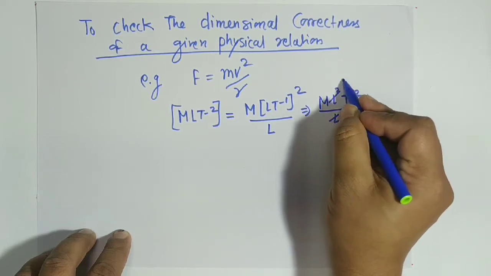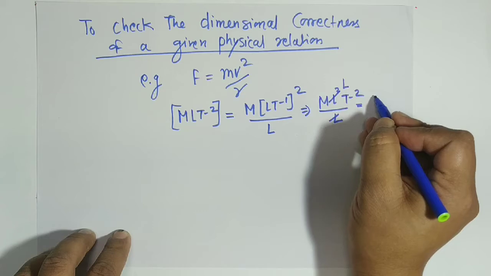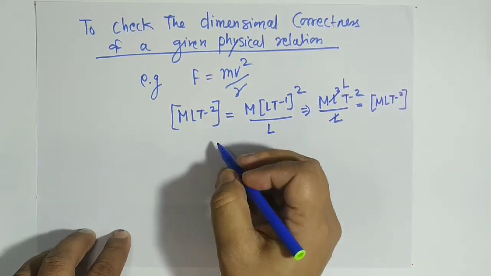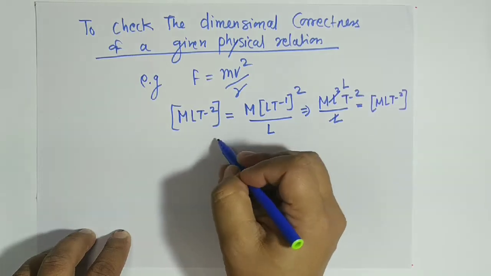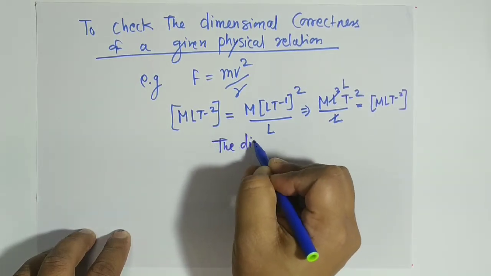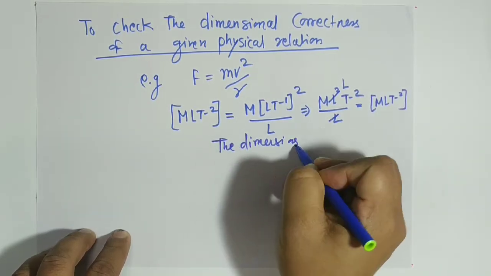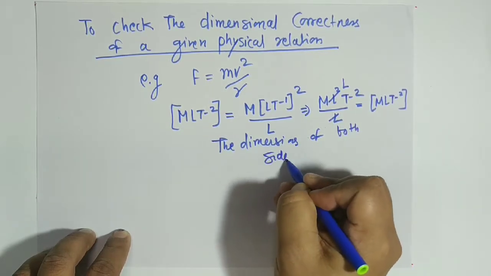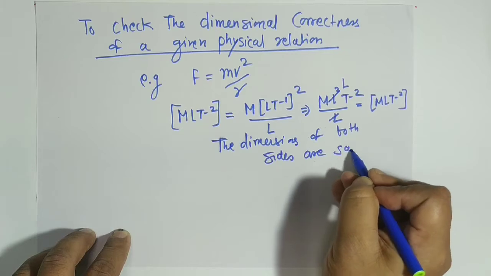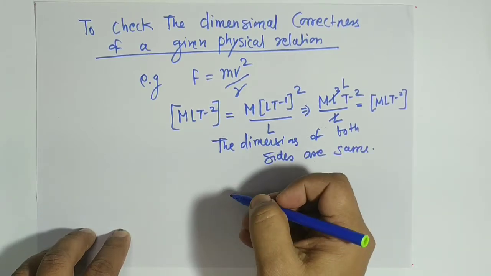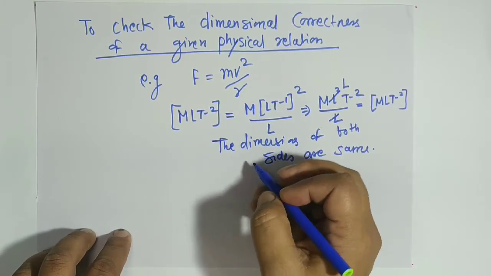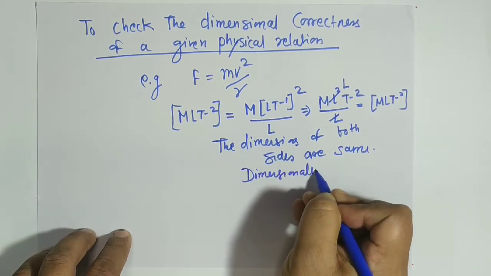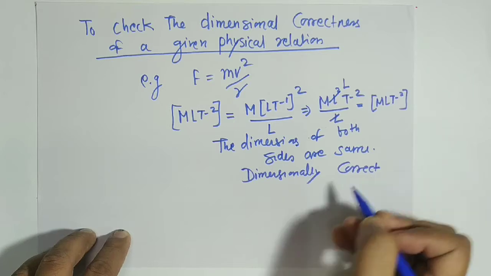And then one L goes from here. So finally it is MLT minus 2. So we can say that the dimension of both sides is the same. Okay, so we can say that this equation or formula is dimensionally correct. So this is how we are going to check it.